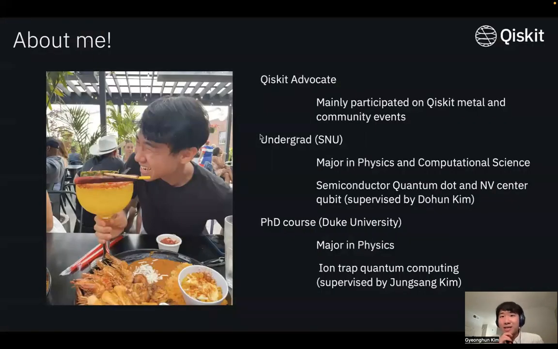Brief introduction to me. I'm Kiski Audible Cat, and I mainly participated on Kiski Matter and some community events like this Quantum Challenge. I did my undergrad at Seoul National University, majoring in physics and computational science, and my most research works are about semiconductor quantum dot qubit and diamond color center qubit. I'm now doing a PhD at Duke University, majoring in physics, and I'm now researching ion trap quantum computing.